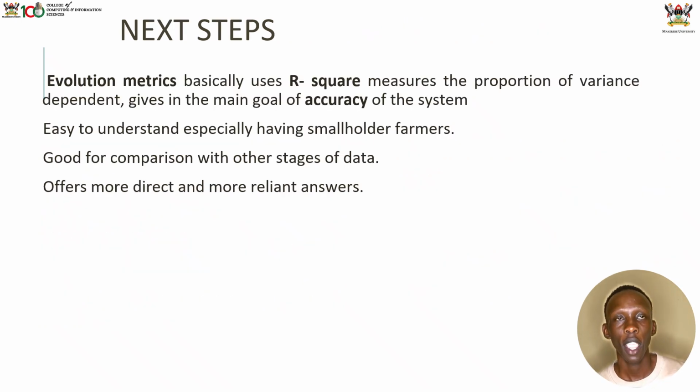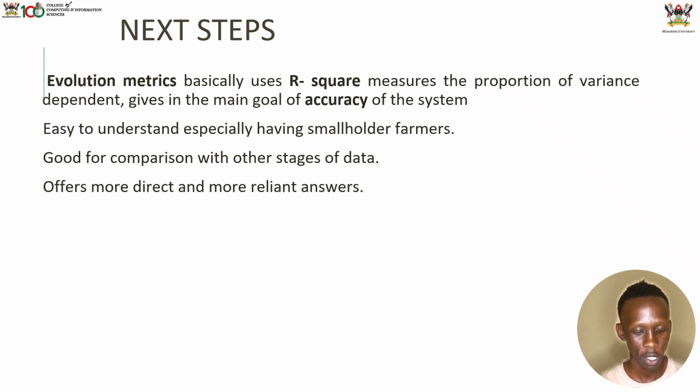So our main objective for this system was accuracy. We had a goal where we want the predictions to be more accurate. How are we going to reach there? So we went through evaluation metrics. Basically, these are measures that you take to know how optimal the system is.